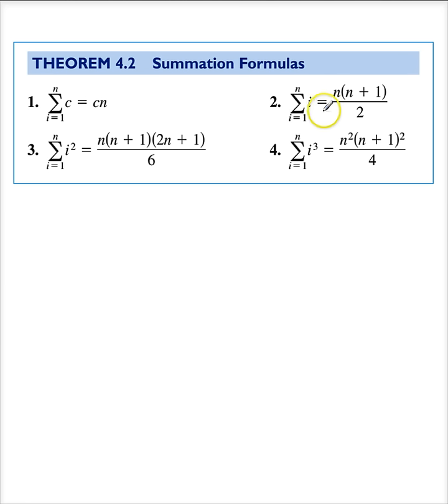Now, suppose I'm summing as i goes from 1 to n of i, that is n times n plus 1 divided by 2. What if I want to do i cubed? That's n squared times n plus 1 squared divided by 4. And it's kind of interesting that this is the square of the sum of the i terms. Now what if I'm trying to sum i squared? That's n times n plus 1 times 2n plus 1 divided by 6.